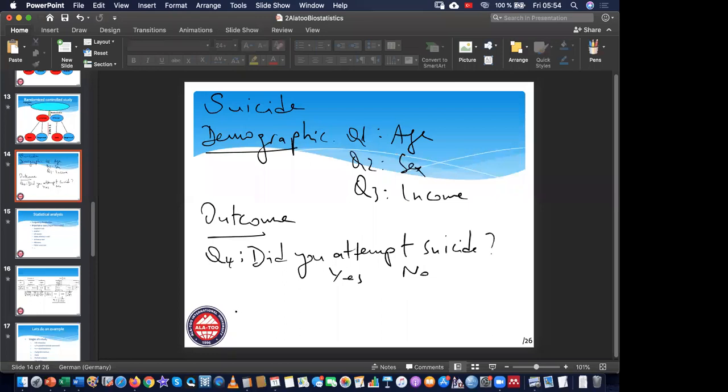Let me write it down here. Question number 5: Do you have any comorbidities? What is comorbidity? Extra diseases. Sometimes the person may have multiple diseases at a time, like hypertension, diabetes, asthma, and so on.